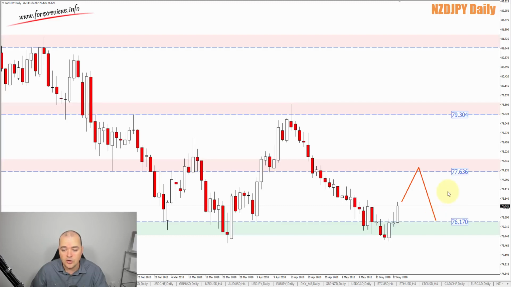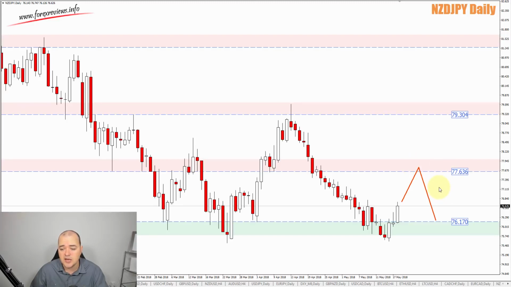So overall on New Zealand Jappy, my update of this market is that this market performed well in price action last week, giving a short-term move to the upside so far from the 76.17 zone area. However, expecting this market will continue this week, potentially all the way up to the 77.63 zone area. So highlighting this as a potential target area to the upside for all those people holding a buy position on this market.